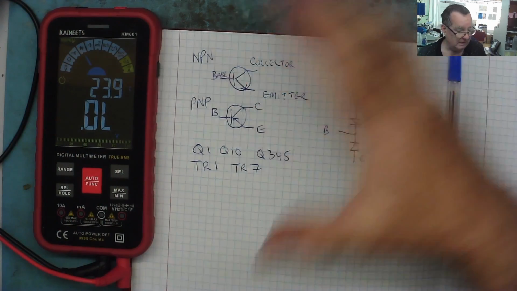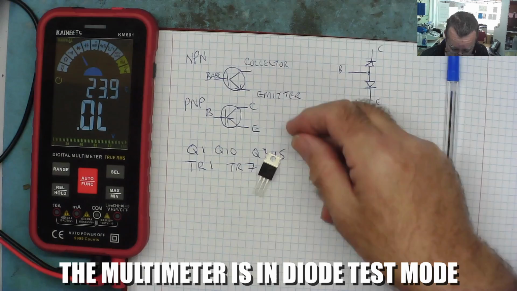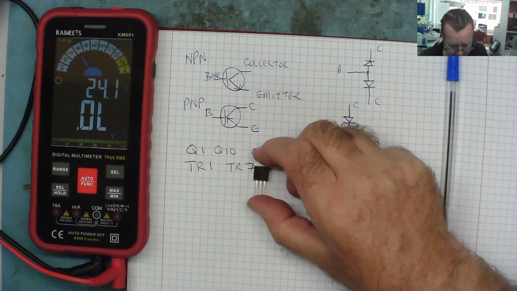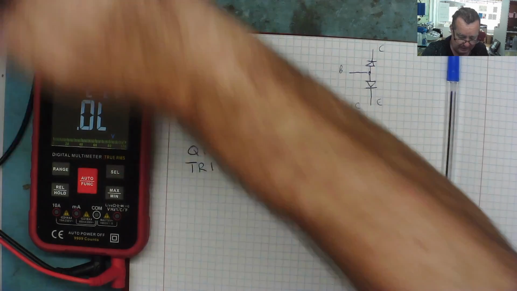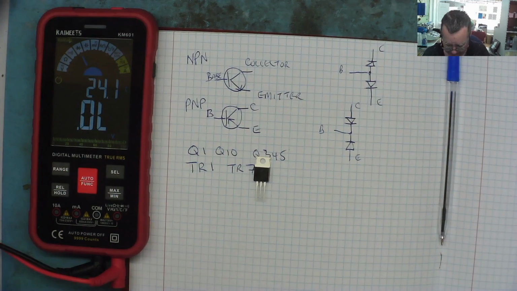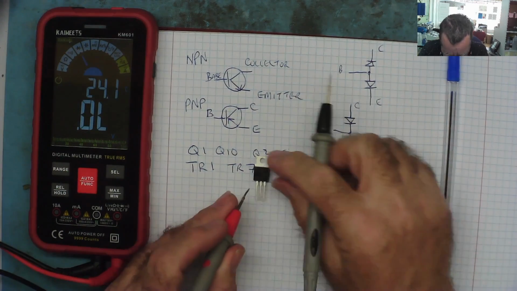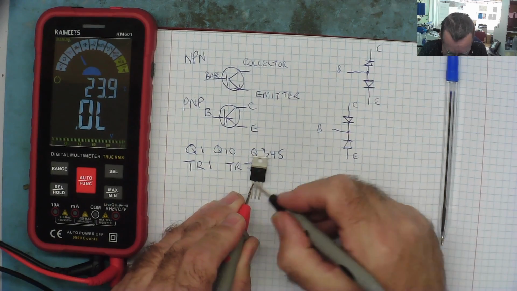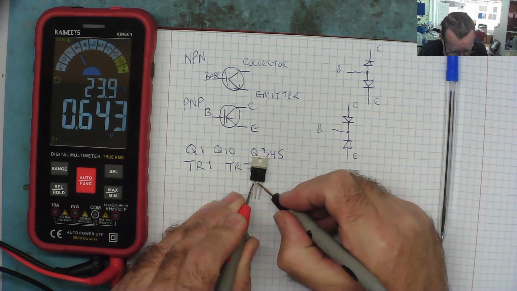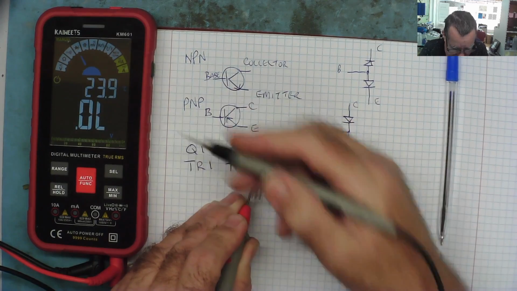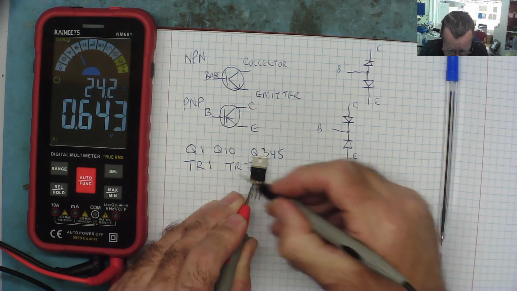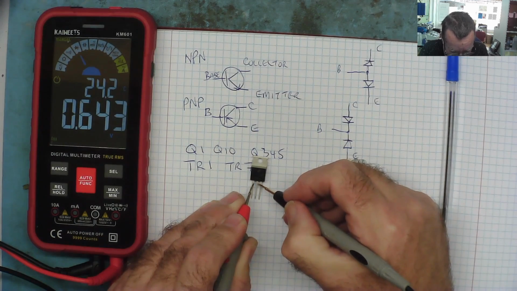Here is the test meter and here's a transistor. This is a TIP41C. I can't remember if it's PNP or NPN. So let's see if we can identify which type it is and which pin is which. So we'll go from one of the pins and I'll put the positive lead on it and we'll go to either of the other two. So here we see we get a reading 0.643. That is the junction, the semiconductor junction, the voltage dropped across it.